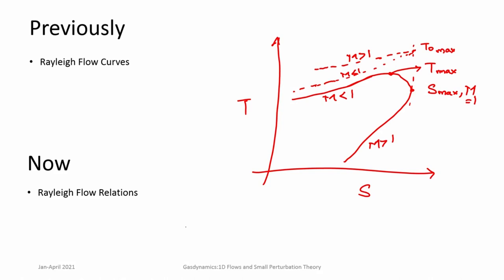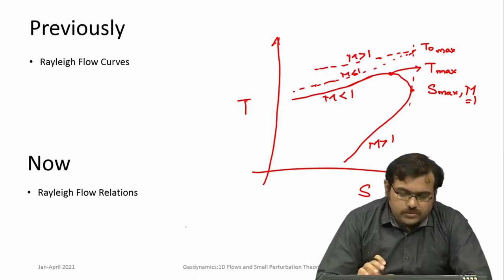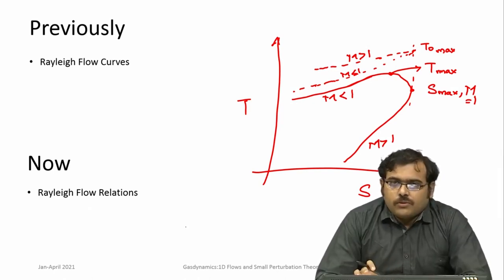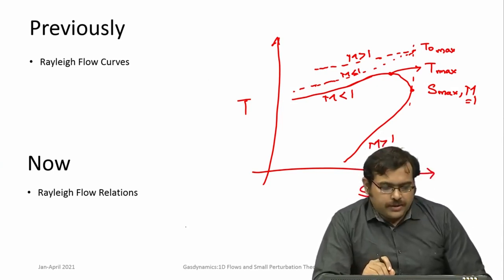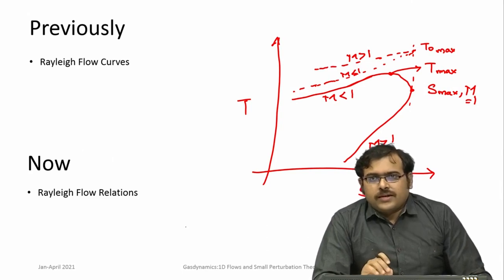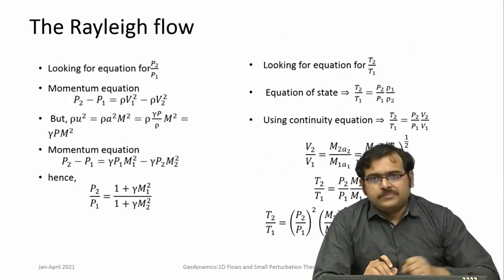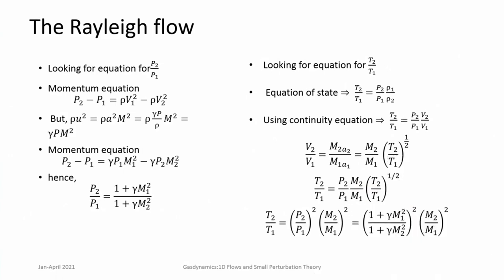critical point. While in supersonic flow, the temperature keeps increasing, pressure keeps increasing, and velocity and Mach number decrease. So being able to draw these curves effectively will be a nice way to look at problems in Rayleigh flow, and also understand them properly. Now we go to the equations and see how we can get various quantities for a flow.